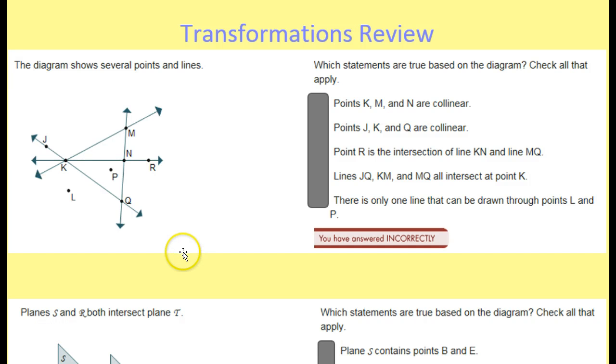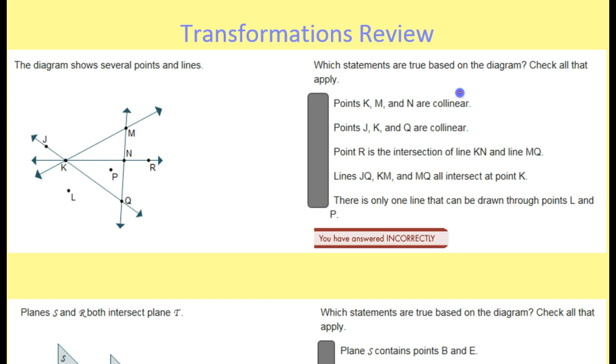This video is a review of our transformations unit. Alright, so we've got this diagram here. Which statements are true based on the diagram? Check all that apply. Points K, M, and N are collinear.